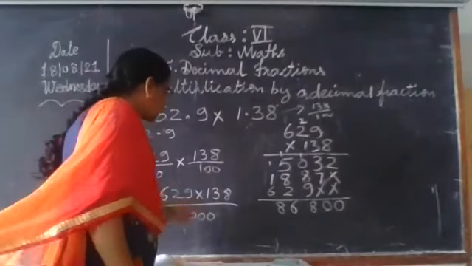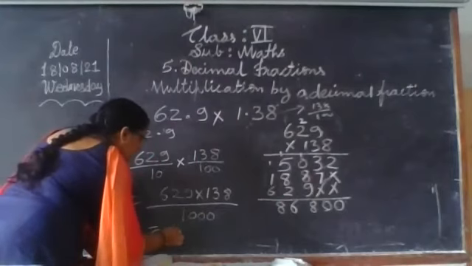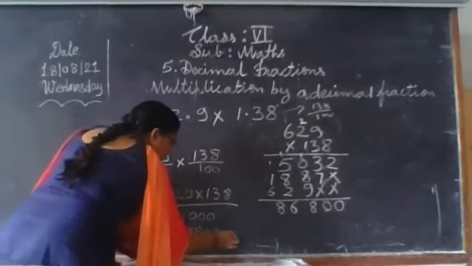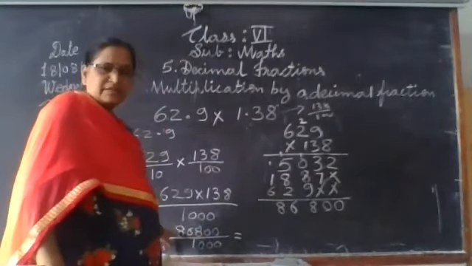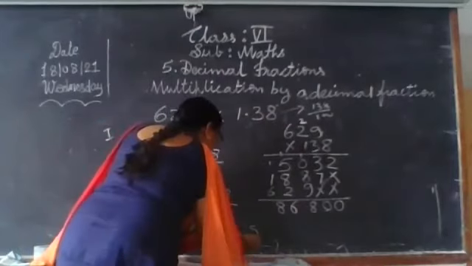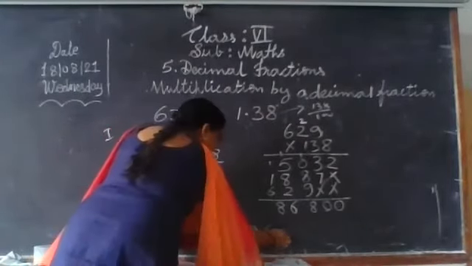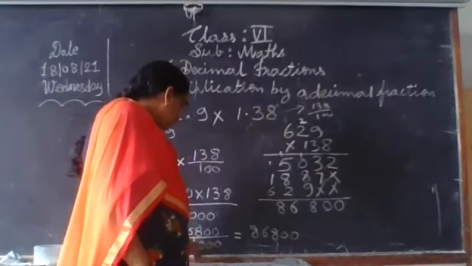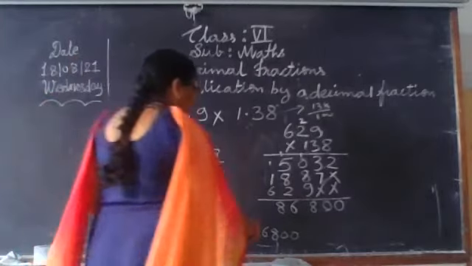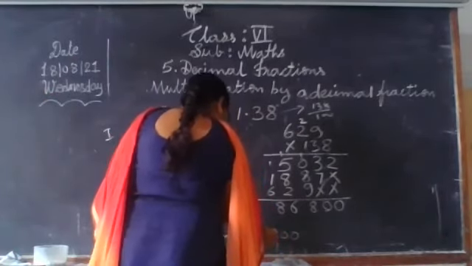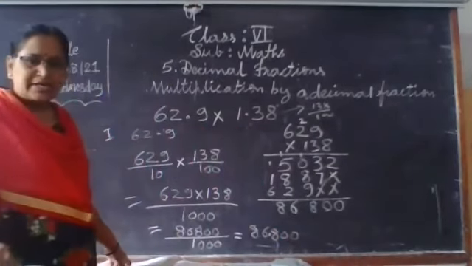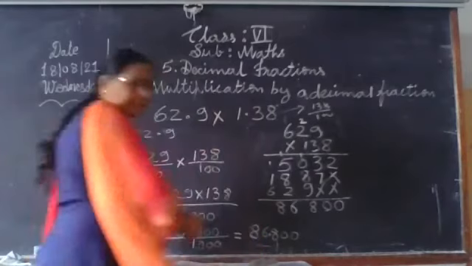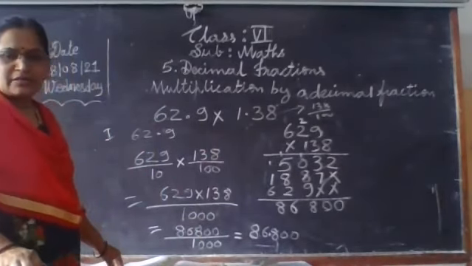So it is the answer of this. 86800 divided by 1000. So what to do? We will write the numerator as it is, 86800. See beta, the denominator has 3 zeros, 1, 2, 3. So we will put the decimal point at the appropriate place, 1, 2, 3. So what is the answer? 86.800.